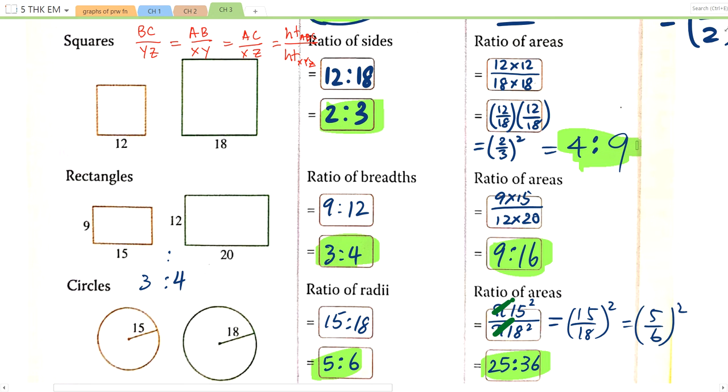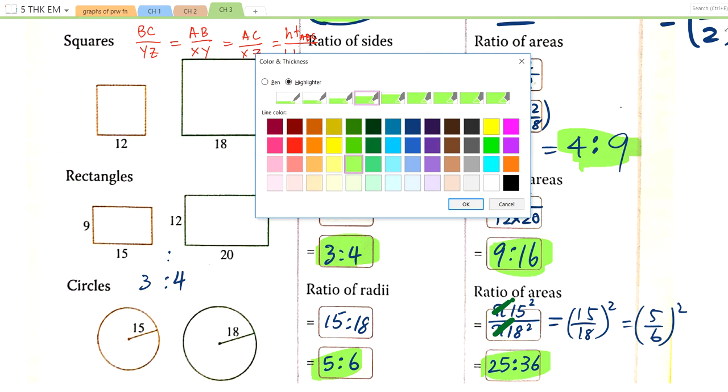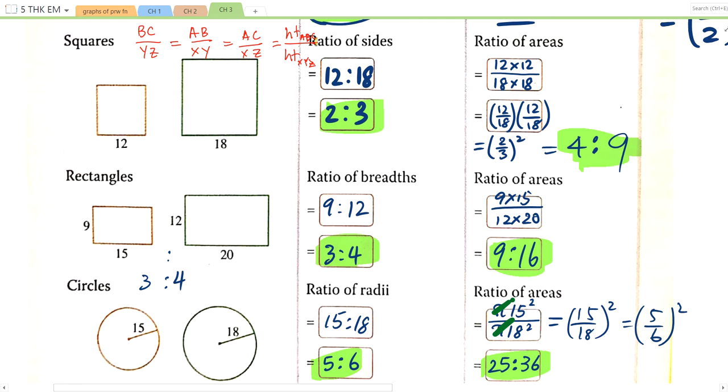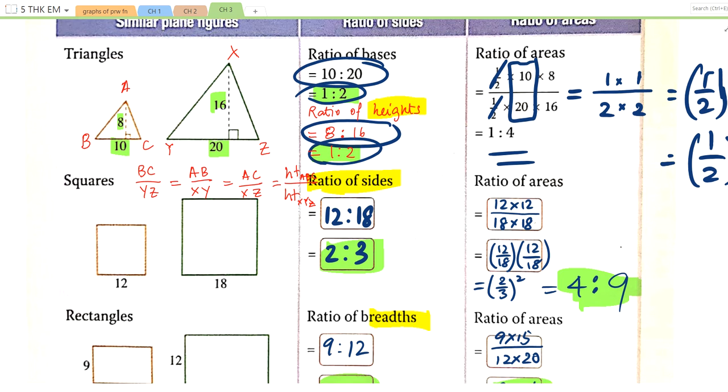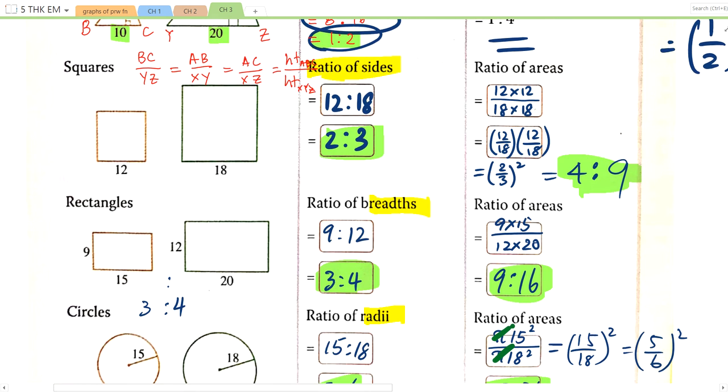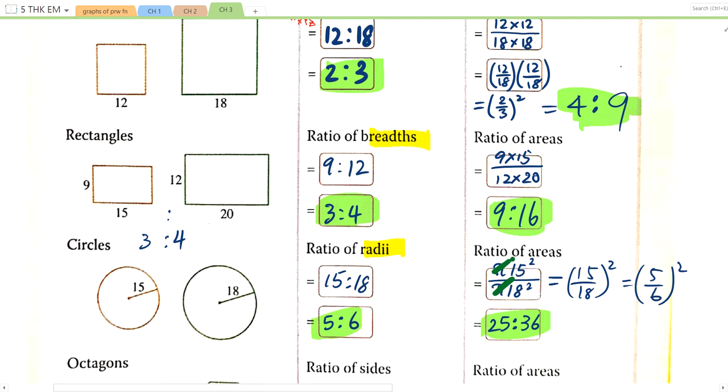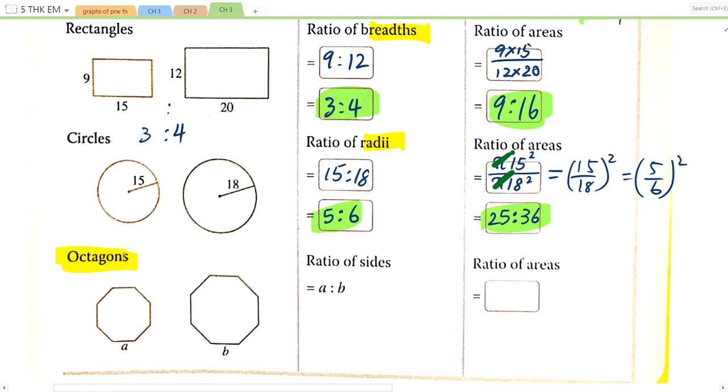And we see that when I have the ratio of the sides, it can be side, it can be breadth, it can be radius. All these are considered sides. Even the height, they are all measurements of length. Just length, not area, nothing else. Once I have this ratio, all I need to do is to square it, and I get a ratio of area.